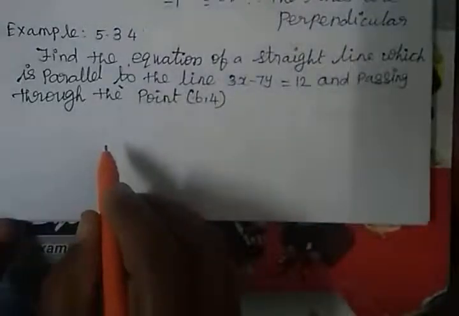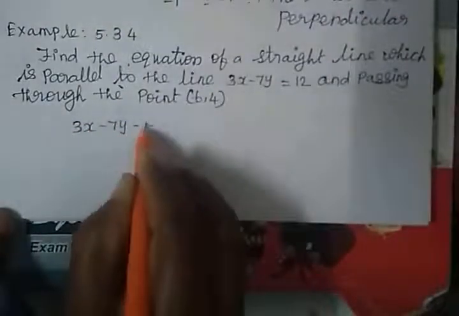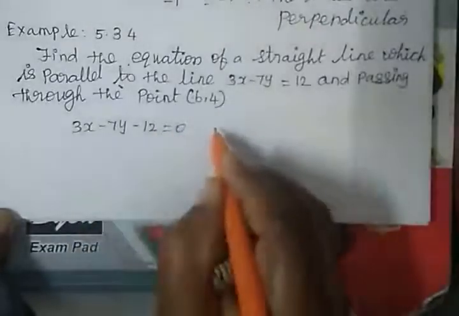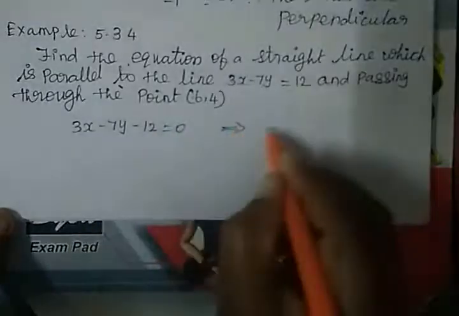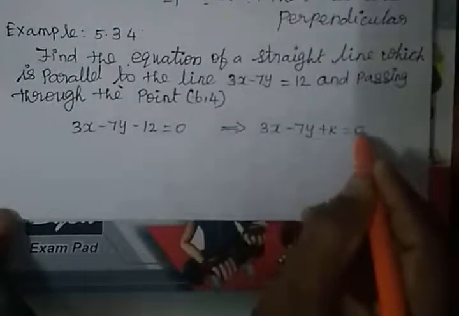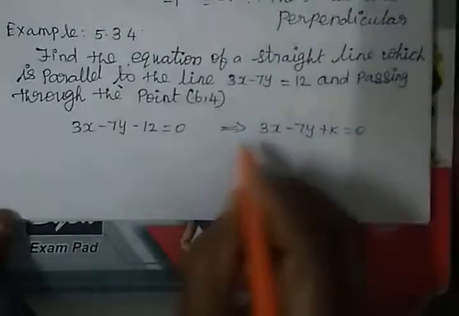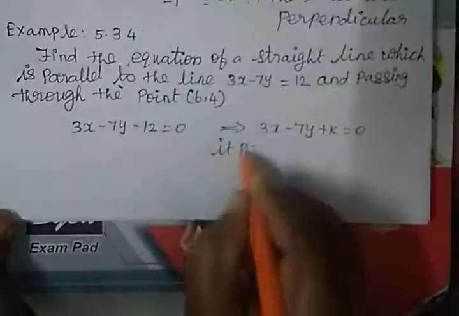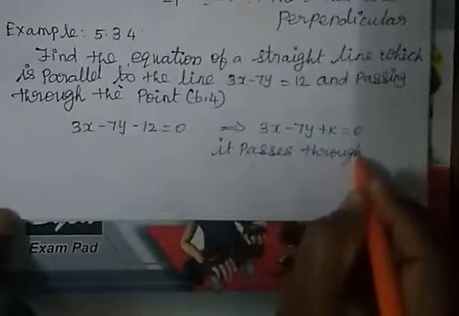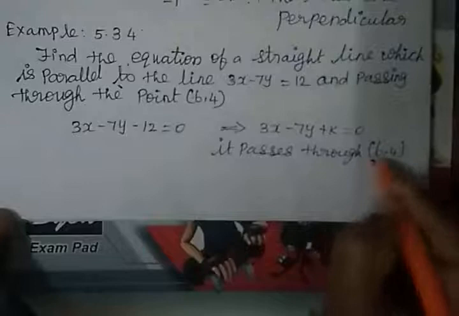The given line is 3x minus 7y minus 12 is equal to 0. The parallel line to this line is 3x minus 7y plus k is equal to 0. Constant term only will change. So this line passes through the point that is given, that is (6, 4). So substitute for x and y, 6 and 4.